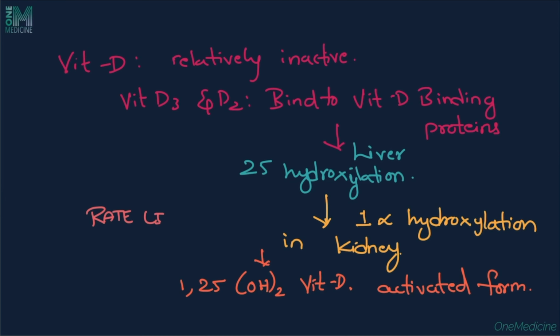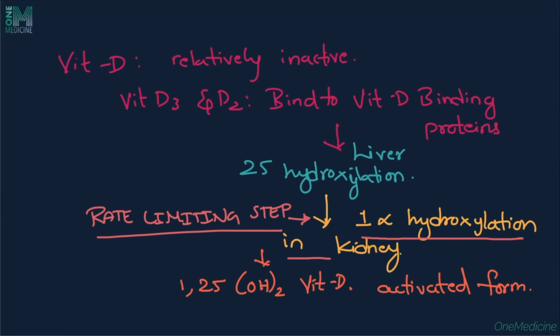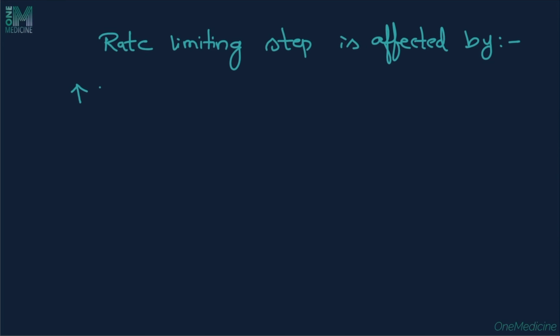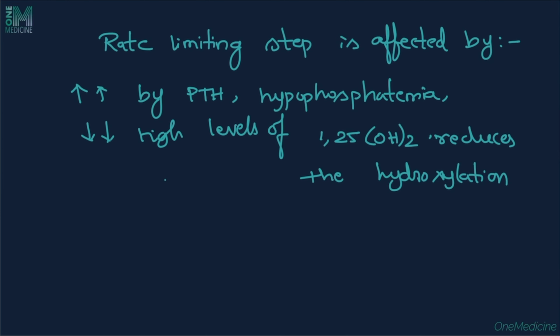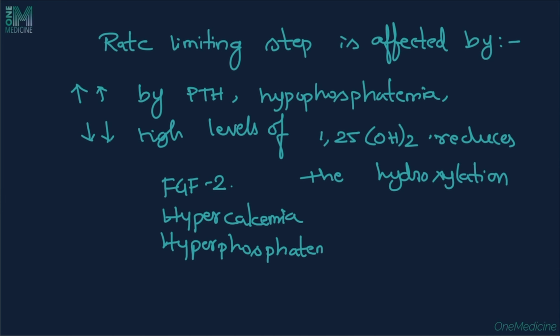The rate limiting step is 1-alpha hydroxylation by the enzyme 1-alpha hydroxylase. The activity of this enzyme is subject to multiple homeostatic controls, which include increased activity by parathyroid hormone and hypophosphatemia and indirectly by hypocalcemia, and decreased activity by hypercalcemia, hyperphosphatemia, high levels of 1,25-hydroxyvitamin D and fibroblast growth factor 23 or FGF23. Vitamin D therefore reduces its own production via negative feedback.